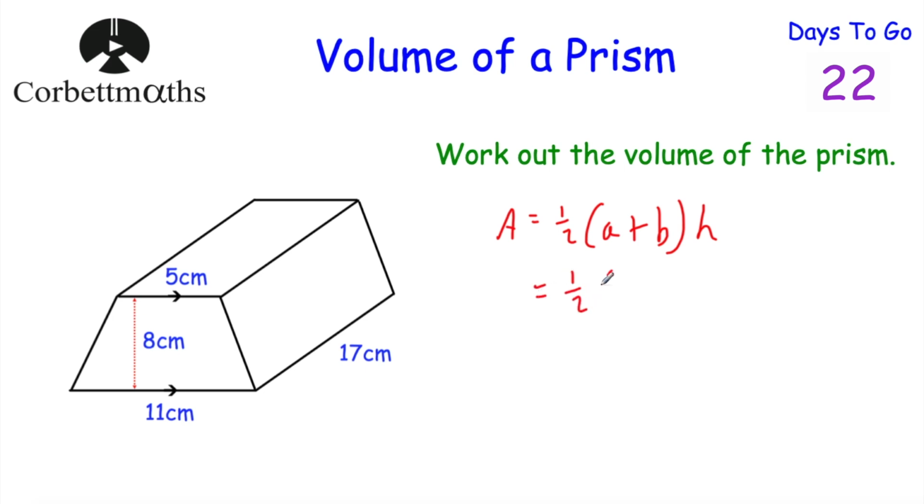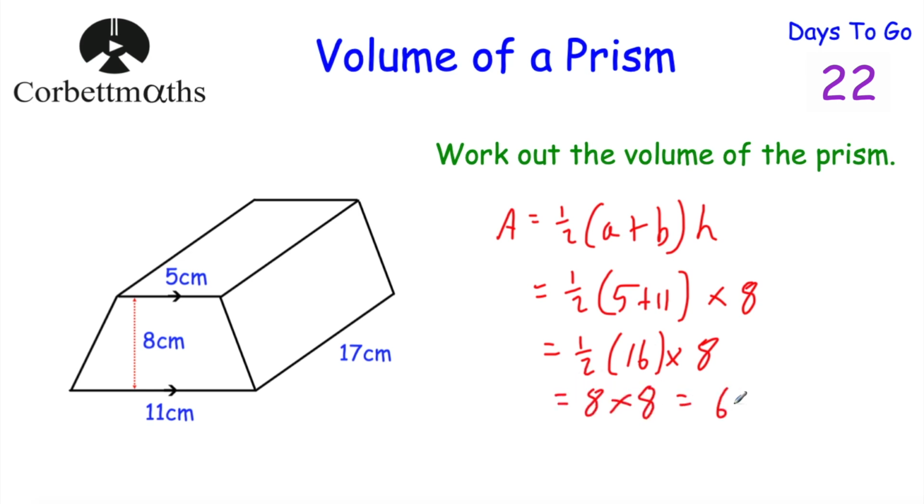So it's going to be half of 5 plus 11, multiplied by h, the distance between them, which is 8. 5 plus 11 is equal to 16, so half of 16 multiplied by 8. Half of 16 is 8, so we've got 8 multiplied by 8, which is equal to 64. So it's 64 centimeters squared. That's the area of the cross-section, the area of that trapezium.